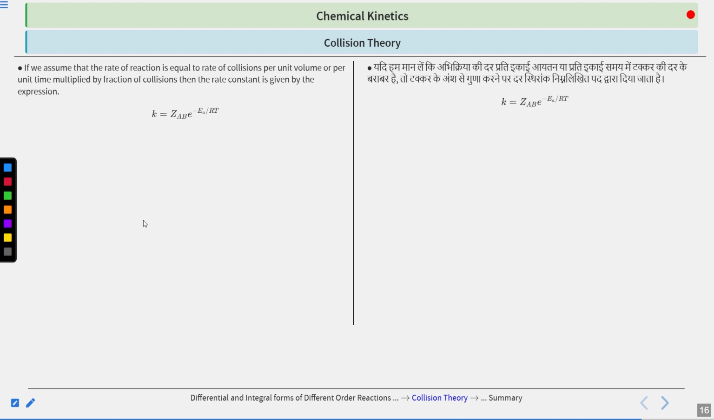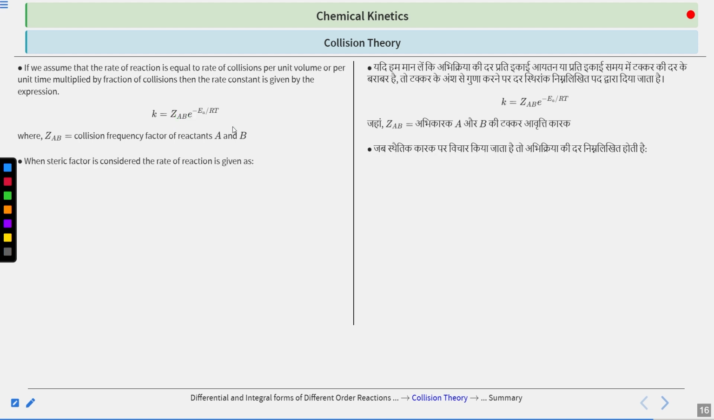So this is the collision theory predicted equation, where Z_AB is, as we have said, more the collisions, more is the chance of reaction. So we are saying that collision is directly proportional to the rate of reaction. So Z_AB is equal to the collision frequency. More is the collision frequency, more is the chance of reaction.